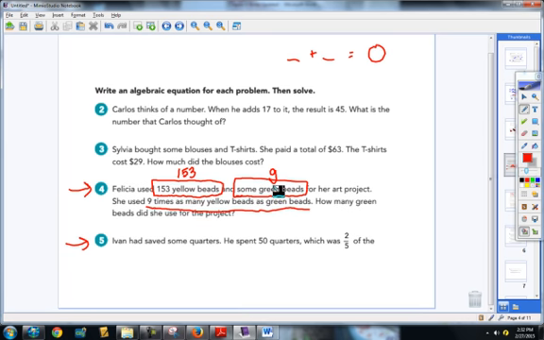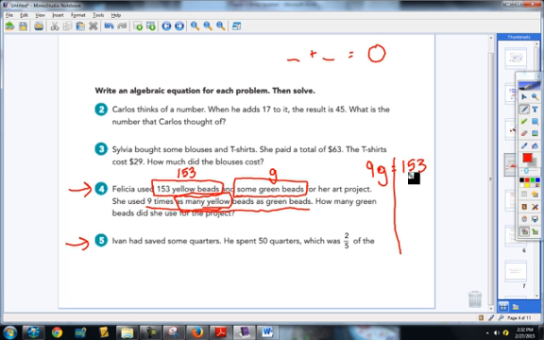So let's think about what would make sense here. We know this is going to be 9, and if you think about it, we're multiplying the number of green beads by 9 because she used 9 times as many. So we're going to do 9G equaling 153, right? Because she used 9 times as many of these yellows as greens. So now we're ready to solve, okay?